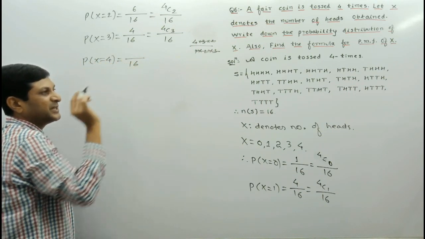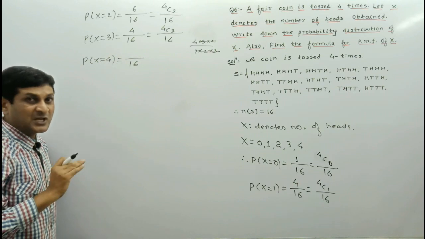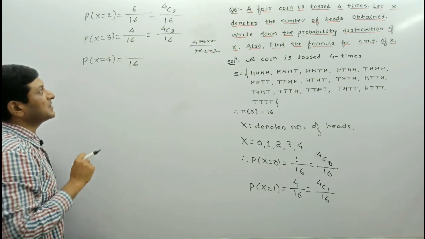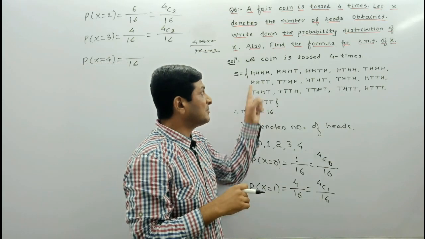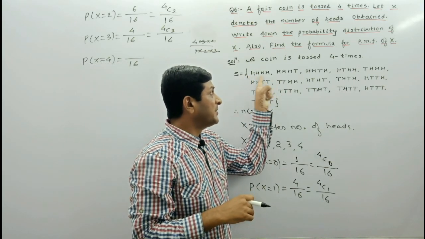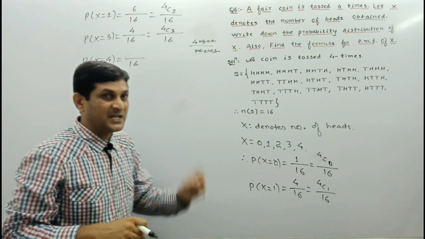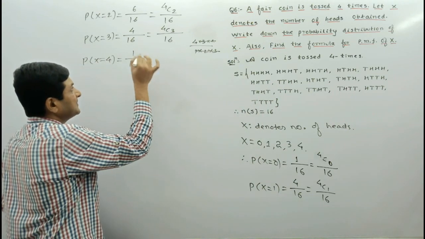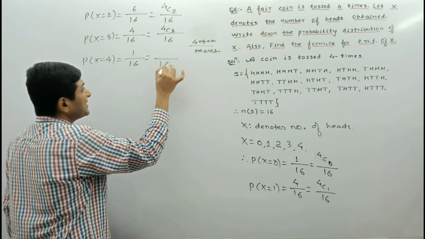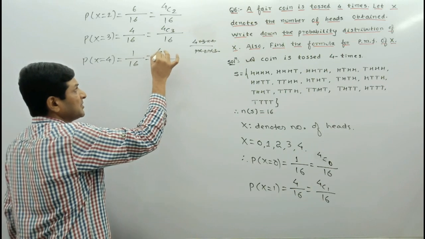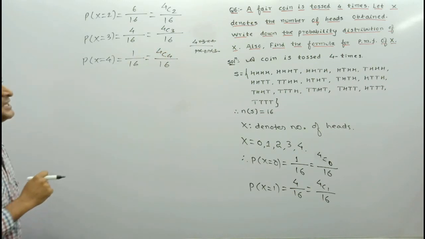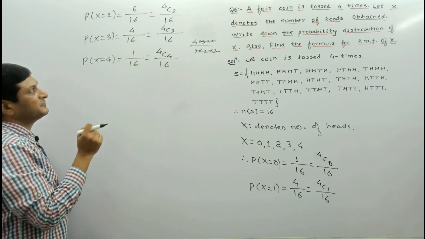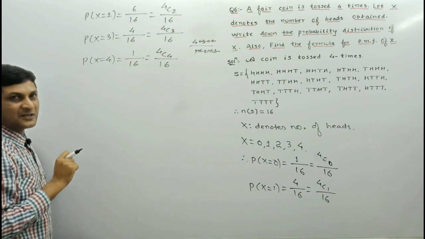So lastly, we are finding probability when x is equal to 4. Check that total how many outcomes are there? 16 outcomes. Out of these 16 outcomes, check in how many elements x is equal to 4. X is equal to 4 means number of heads are 4. So number of heads are 4 appears only in one element. So replace it by 1. And in the denominator 16, keep it as it is. 1 is nothing but the value of 4C4. 1 is the value of what? 4C4.